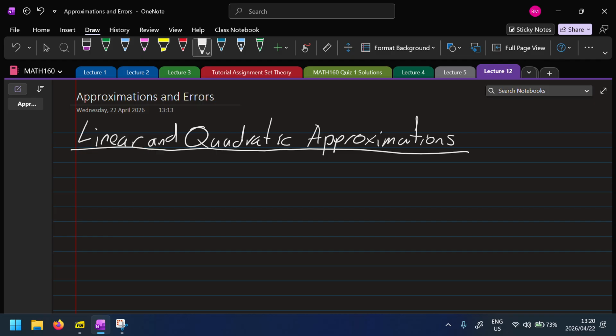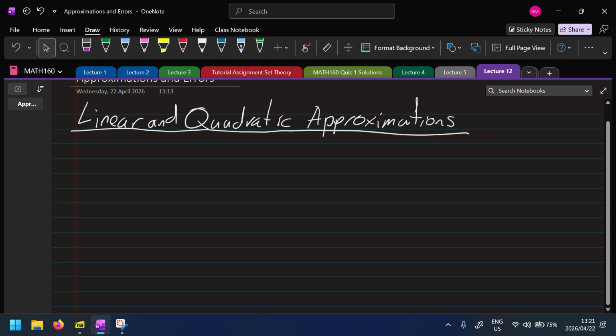Okay. So today we've got a new chapter, approximation and errors. In this lecture, we're going to go through linear and quadratic approximations. And then tomorrow, we're going to go through the estimating errors part. Very, very easy chapter, very easy marks for the test. There are some extra tutorial problems on this, quite a few problems. But if you understand the lecture material, that should be fine. But if you do need help, there are extra tutorial problems.